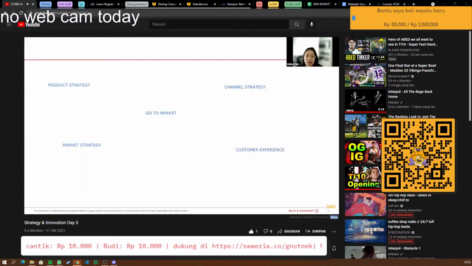Right, so there are 4 elements as you think about a go-to-market plan. Product strategy, number 1: what differentiates your product from your competitors? How do you communicate that message? If today there are already alternatives, how do you communicate this is what is different, this is what differentiates my product from others?